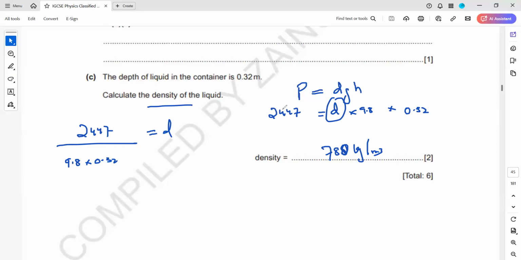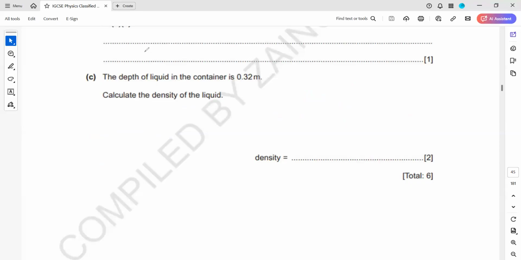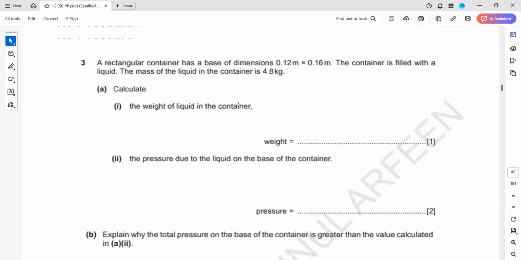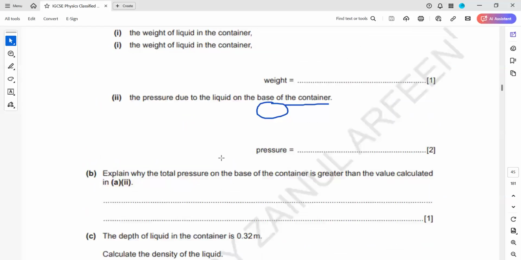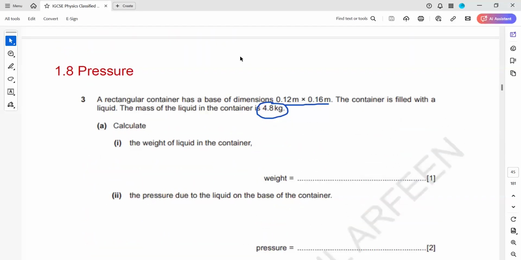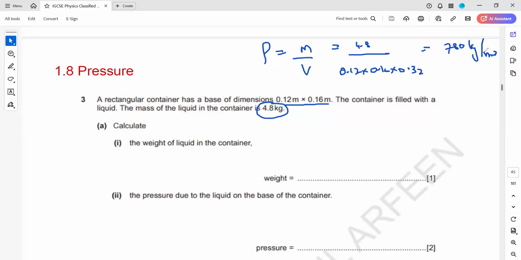There's also another way. You have the mass and you can also have the volume of the liquid in the container. The mass of the liquid is 4.8. And what about the volume? It will be length times width, the base area, times the height, which is 0.32. So the density is mass divided by volume. The mass is 4.8 and the volume will be 0.12 times 0.16 times 0.32. When you divide, again, you will get 780 kilogram per meter cube.